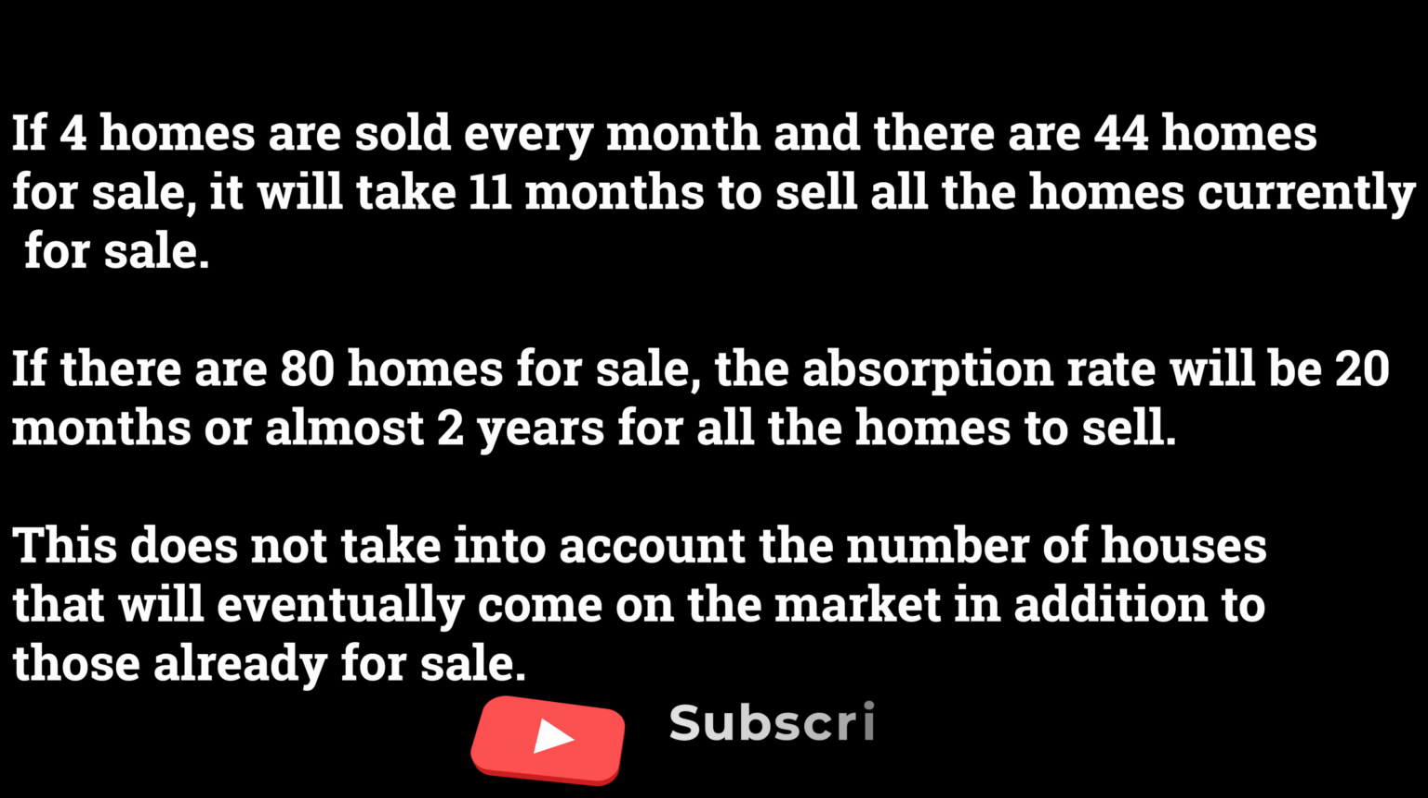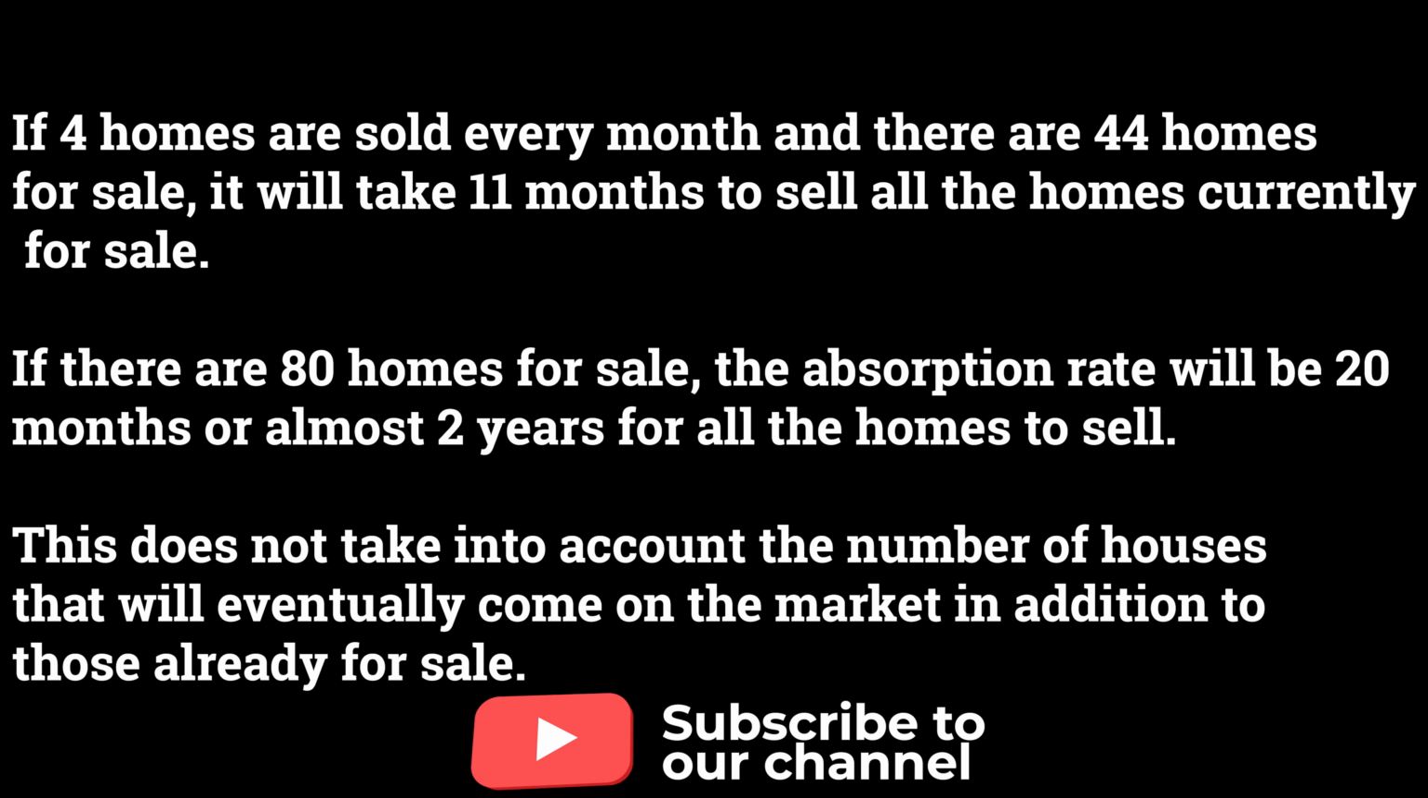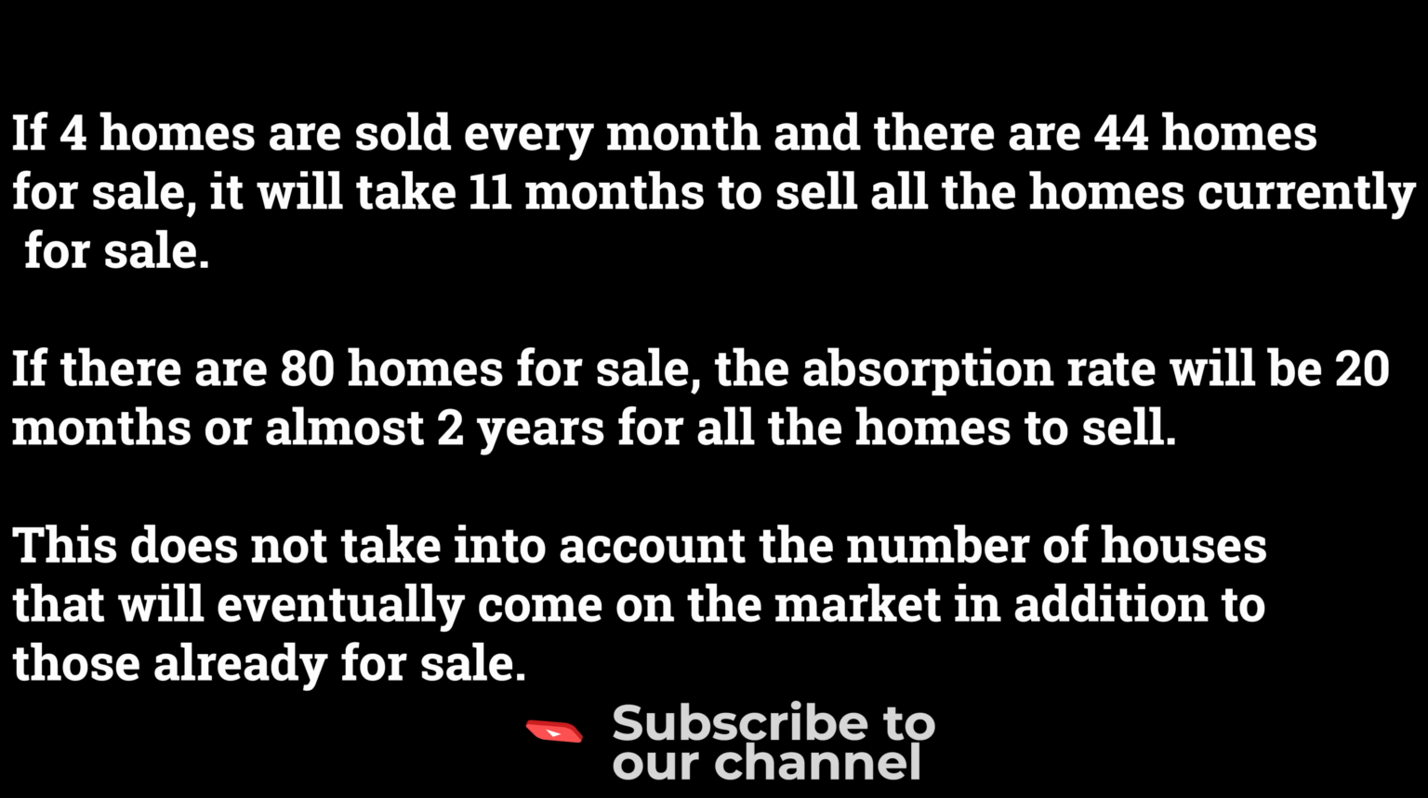Now, to calculate the absorption rate, you need to determine the number of competitive properties on the market in the areas that you're considering and divide that by the number of properties within that same area that have been selling each month. For example, if 4 homes are sold every month and there are 44 homes for sale, it will take 11 months to sell those homes currently for sale. If there are 80 homes for sale, the absorption rate will be 20 months, or almost 2 years, for all the homes to sell. This does not take into account the number of houses that will eventually come on the market in addition to those already for sale.